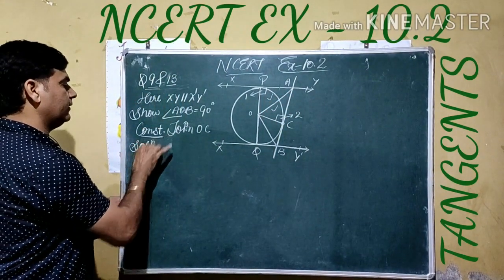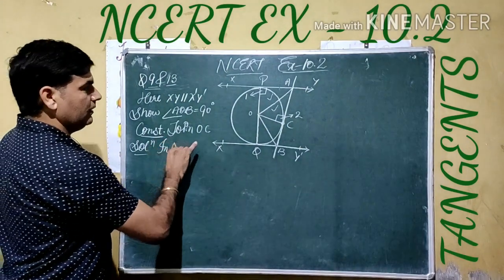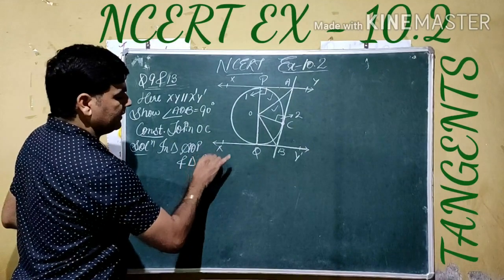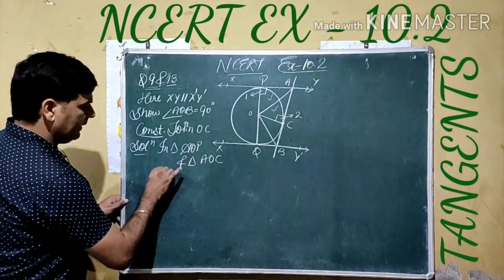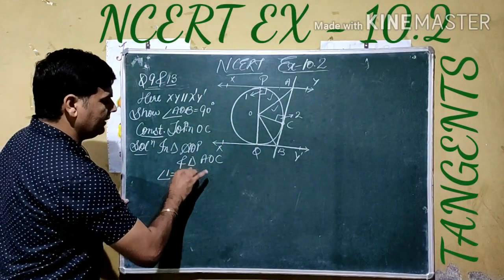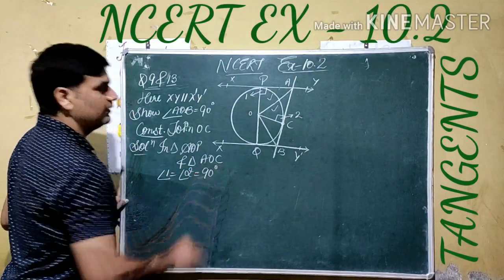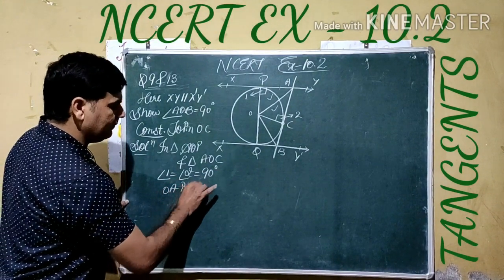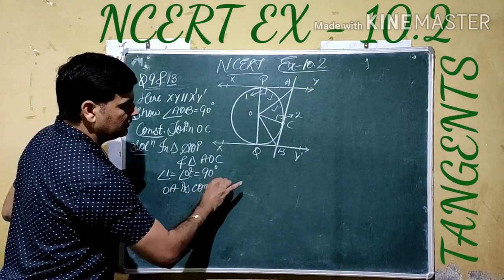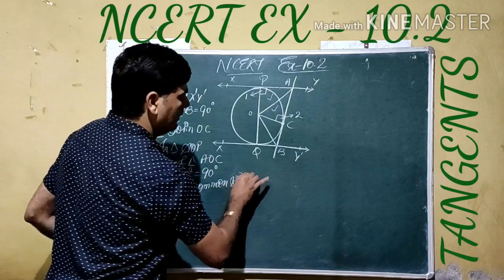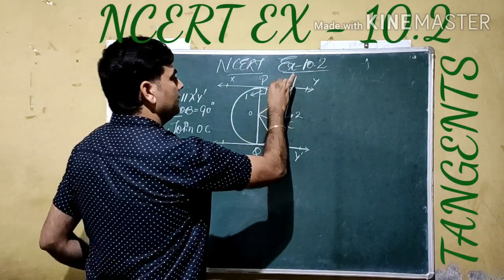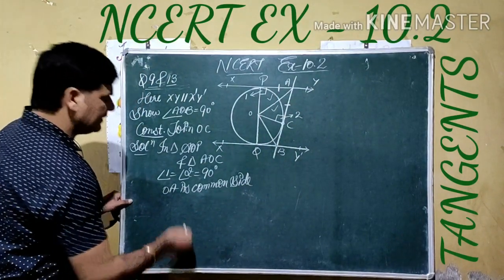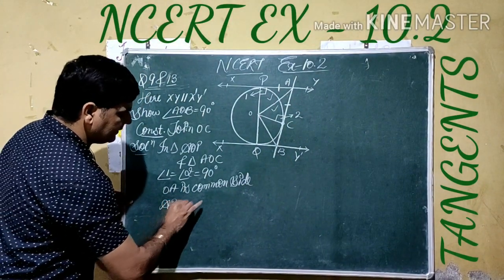Solution: we are going to do here in triangle AOP and triangle AOC. If you see here, angle number 1 and angle number 2 are equal. Why? Because both are 90 degrees. Here OA is the common side for both the triangles. And if you see here, from point A these two tangents are drawn, so it becomes the length of tangents. AP is equal to AC.